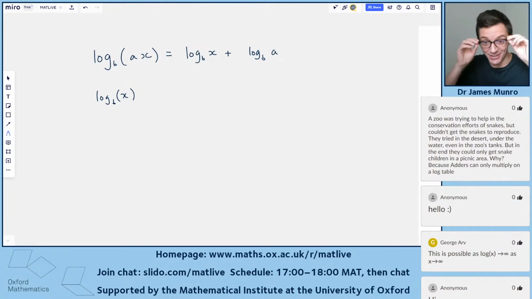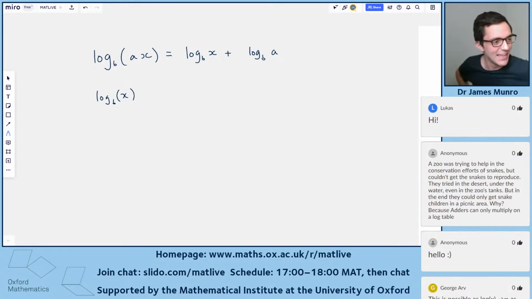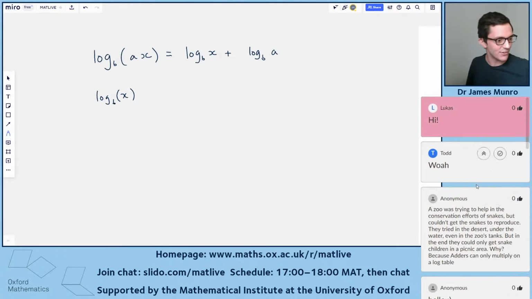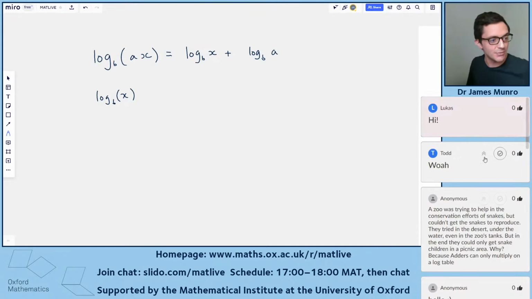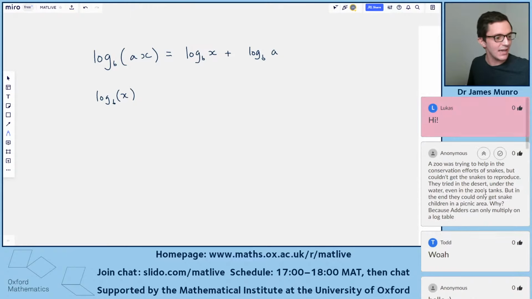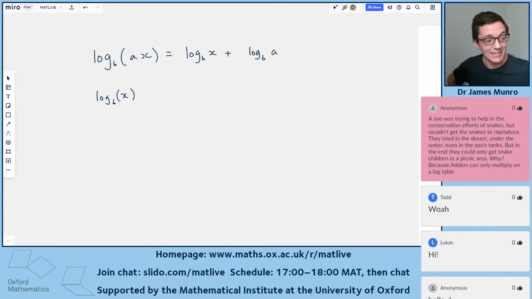Let's read out this joke that Anonymous has just posted. A zoo was trying to help in the conservation efforts of snakes, but couldn't get the snakes to reproduce. Oh, it's a biology joke. They tried in the desert, underwater, and even in the zoo's tanks. But in the end, they could only get the snake children in a picnic area. Why? Because adders can only multiply on a log table. There you go, a joke from chat from an anonymous person.